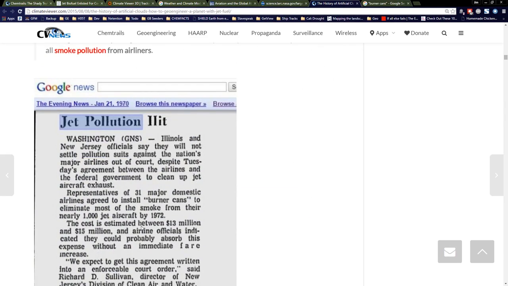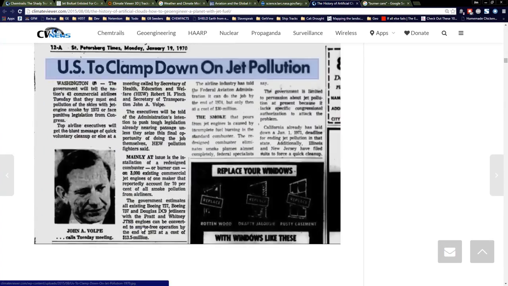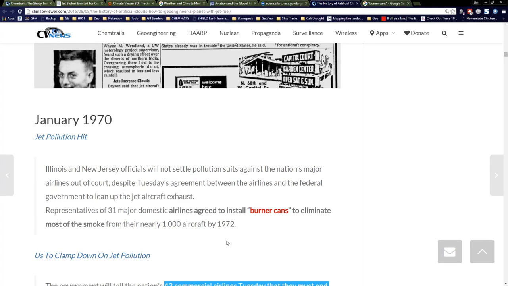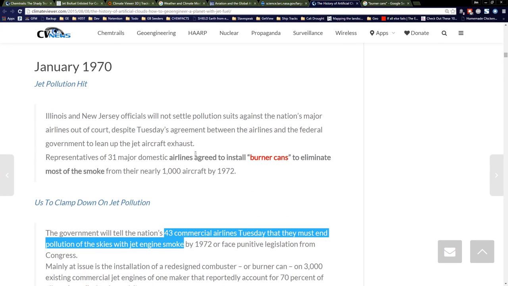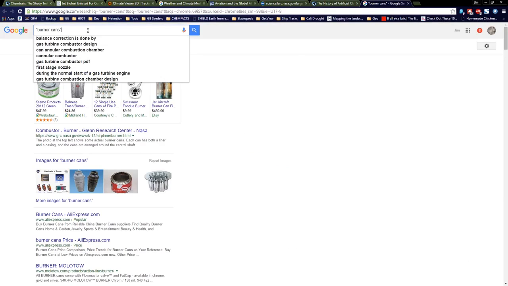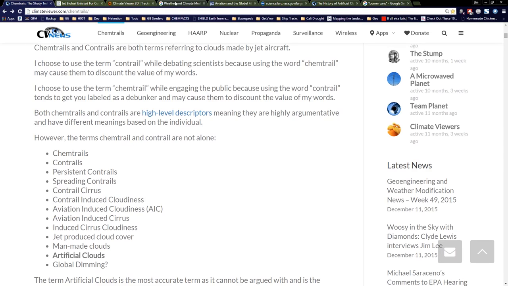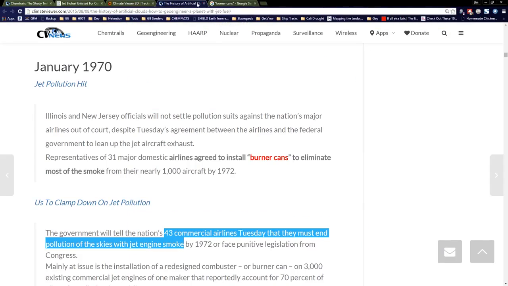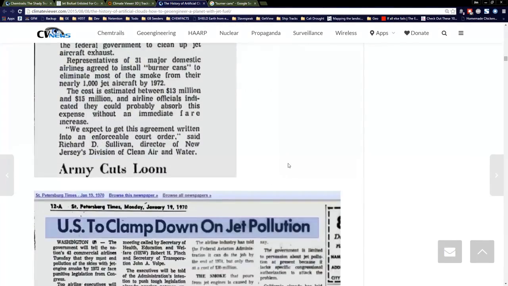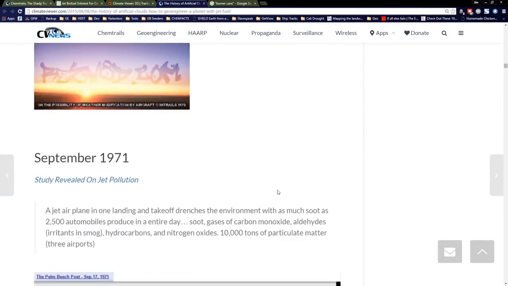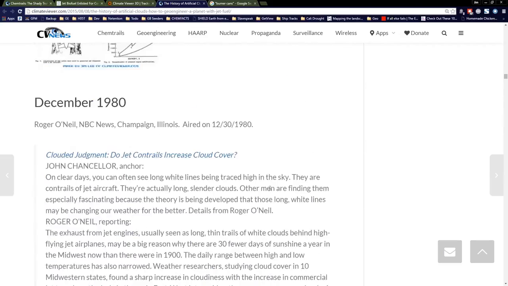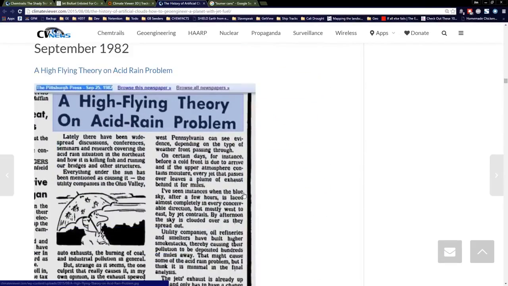1970, guys. Those who forget the past are doomed to repeat it. And this has been going on since the dawn of aviation. And they've been sued before. And to fix it, they said they would install burner cans on jet engines. So that's our story, guys. And I'm sticking to it because all the evidence is there. And if you look at the history, I got more history here than you can shake a stick at. So please, come review it. Get to know it, so that we don't have to deal with this problem much longer.